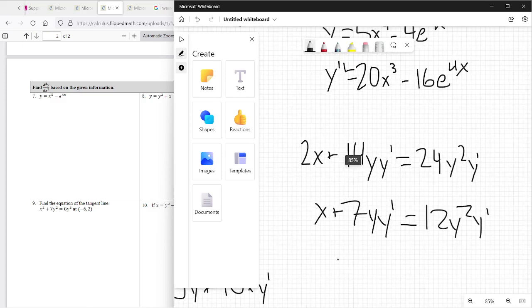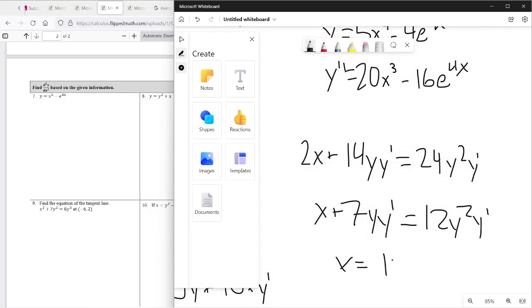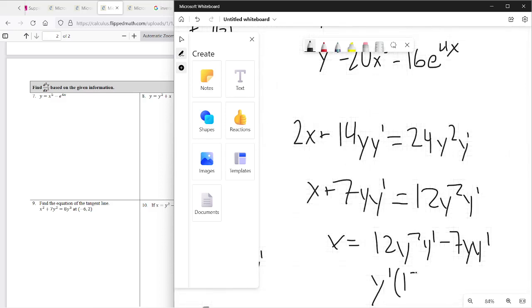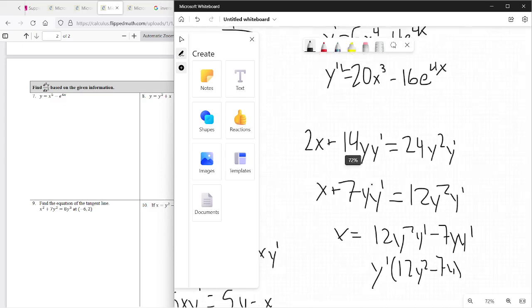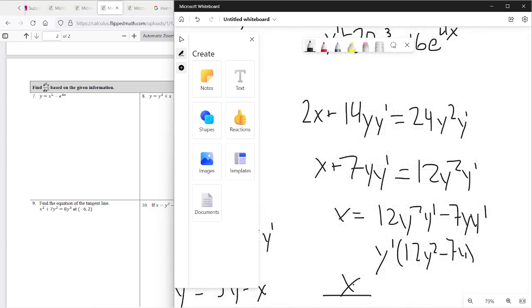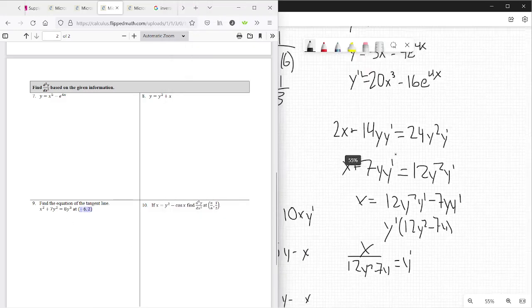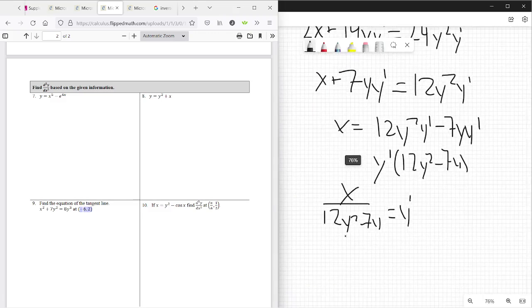And then we'll move all the terms with y prime over to the left and take out y prime. We're just gonna go with 12y squared minus 7y. And x over 12y squared minus 7y is y prime. But we're not done yet because we have to plug these numbers in and find this slope.